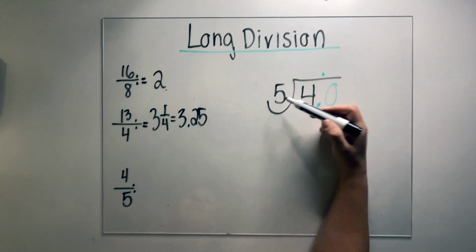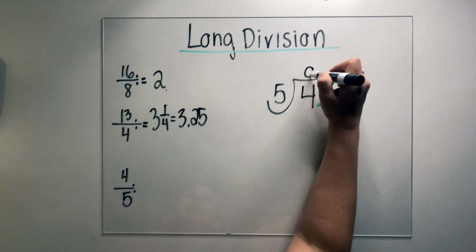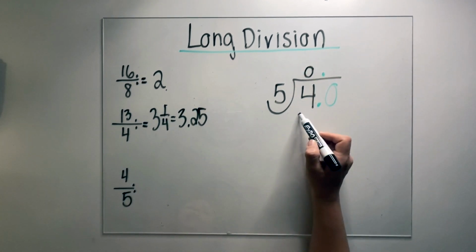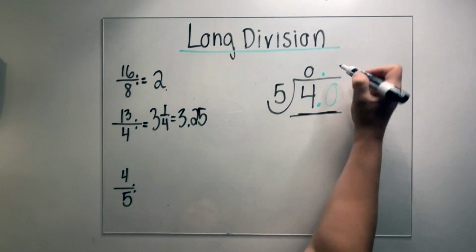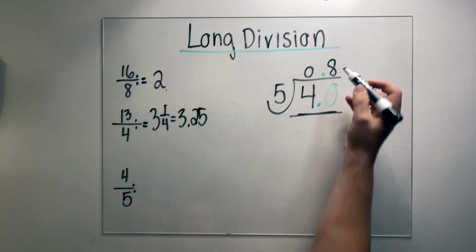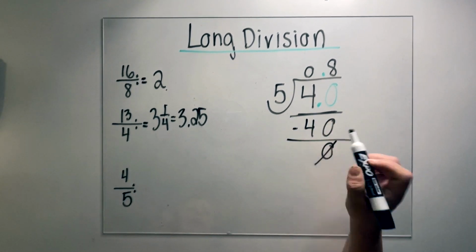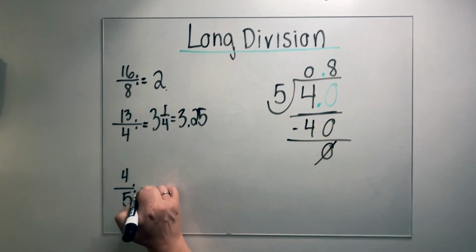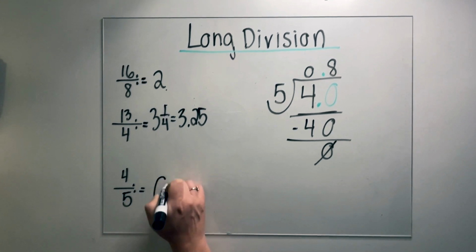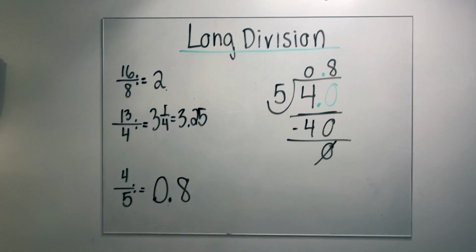Now, 5 does not go into 4, but it does go into 40 exactly 8 times. 8 times 5 is 40, which means there'll be no remainder, and I can stop. 4/5 is equal to 0.8. Mathematically speaking, this is 8/10.